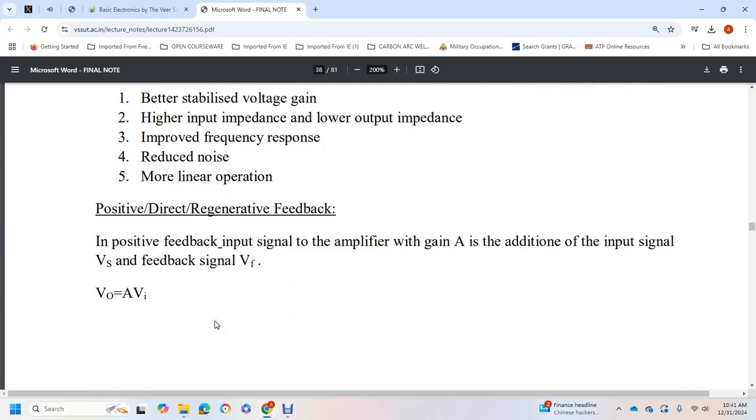Positive or regenerative feedback. In positive feedback, the input signal to the amplifier with gain A is the addition of the input signal Vs and the feedback signal.